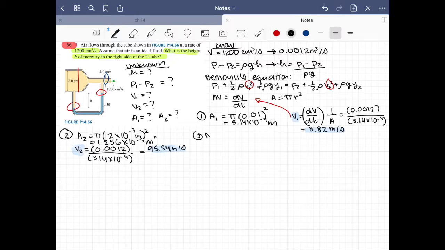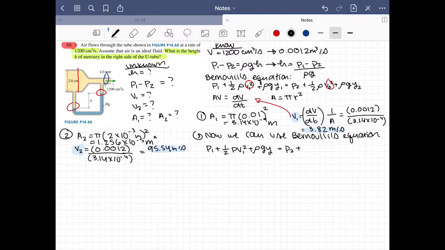Now that we have the two values for velocity, we can use Bernoulli's theorem. So it says that P1 plus 1/2 density times v squared plus density of air times gravity times y1 is equal to P2 plus 1/2 density times v squared plus the density times gravity times the second value of y. Because it's a horizontal tube, that means that y1 is equal to y2. So these two terms are the same, and we can cross them out.